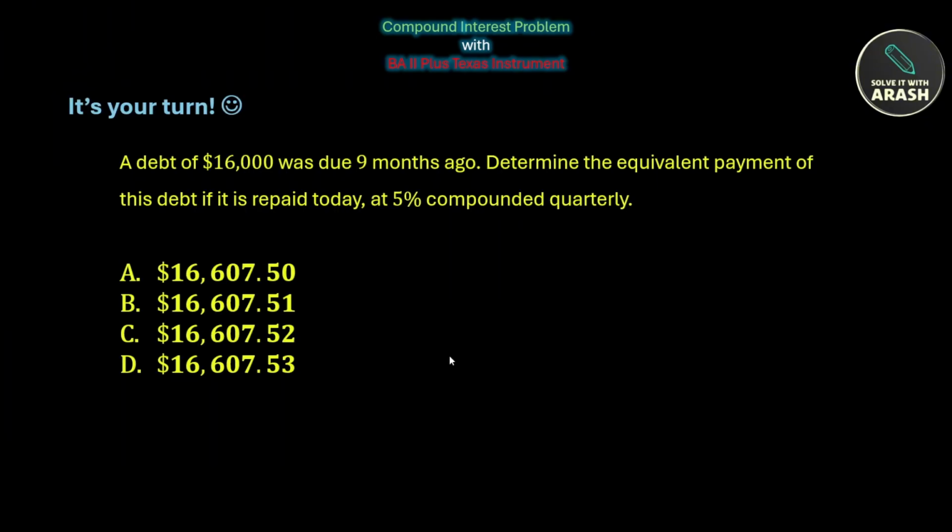Now it's your turn. In this question, a debt of $16,000 was due 9 months ago. We want to find the equivalent payment of this debt if it is repaid today at 5% compounded quarterly. And you have 4 choices. Make sure to start with a time diagram, and then you can use the compound interest formula, or you can use your pre-programmed function keys on your calculator, or you can actually try both solutions and validate your answers.